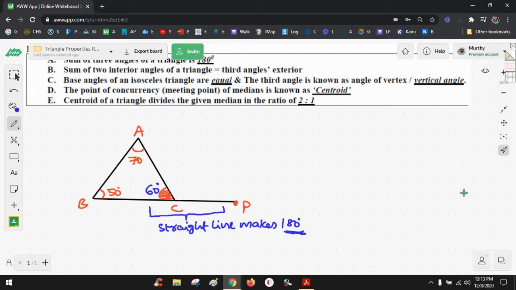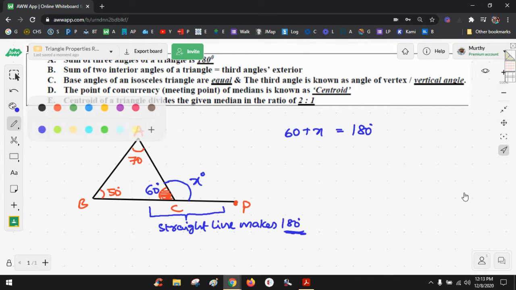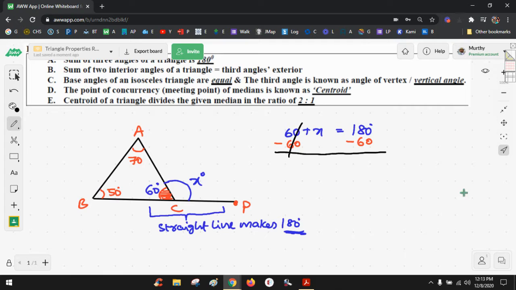Therefore, if it is 180 degrees, what is the value of the exterior angle? So you may take it this way: 60 plus x equals 180. Probably by this time some of you might have computed the value of x in your mind. Okay, so we go for inverse operation. Take away 60 degrees on both sides in order to isolate x, then you get 120 degrees. Therefore x equals 120 degrees.